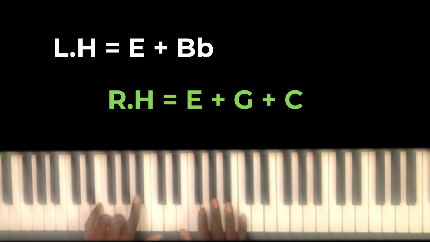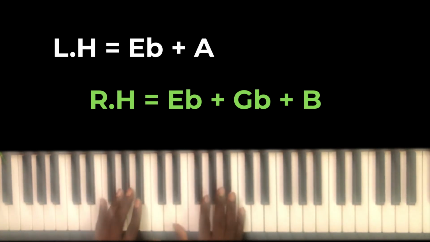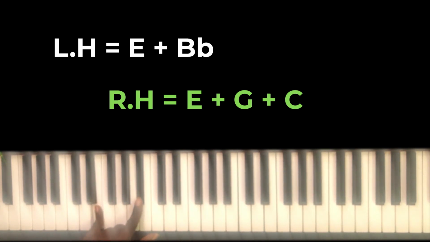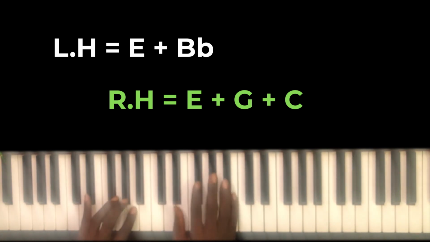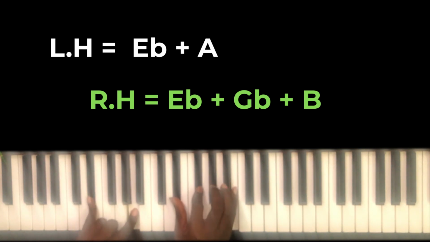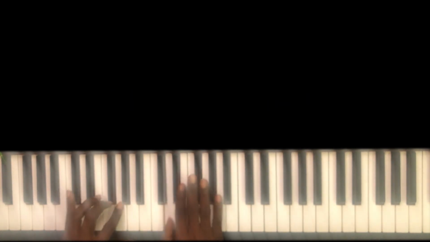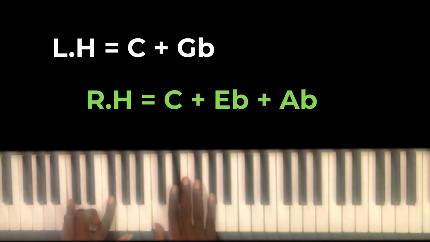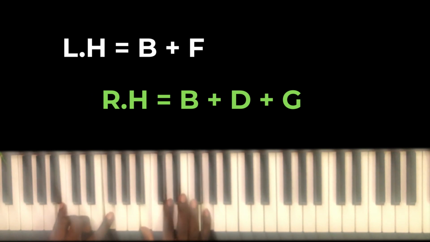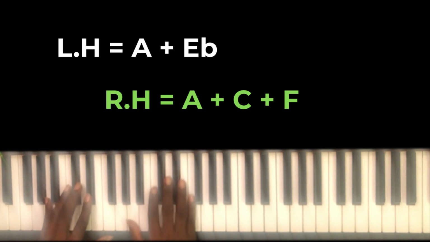So practice working it down. You can see my tritone on my left hand, and this is a major chord. The same thing as this or this. Practice working it down. E flat, this is A. You can see on the screen the chords there. Practice this, then practice this. We use this a lot in gospel music.